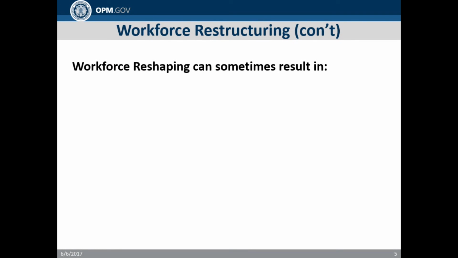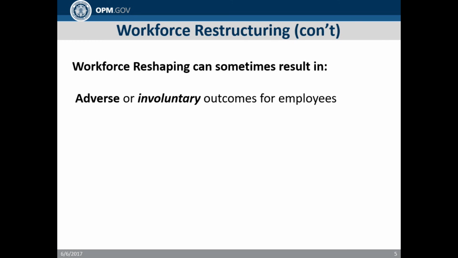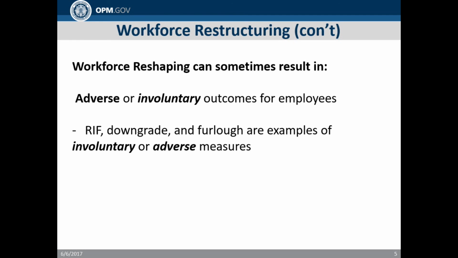So as we said, workforce reshaping can sometimes result in involuntary measures or outcomes for employees. So we're going to spend a few minutes going over some options agencies can use at their discretion to help avoid or reduce some of these involuntary actions. For example, RIF, downgrade, and furlough.